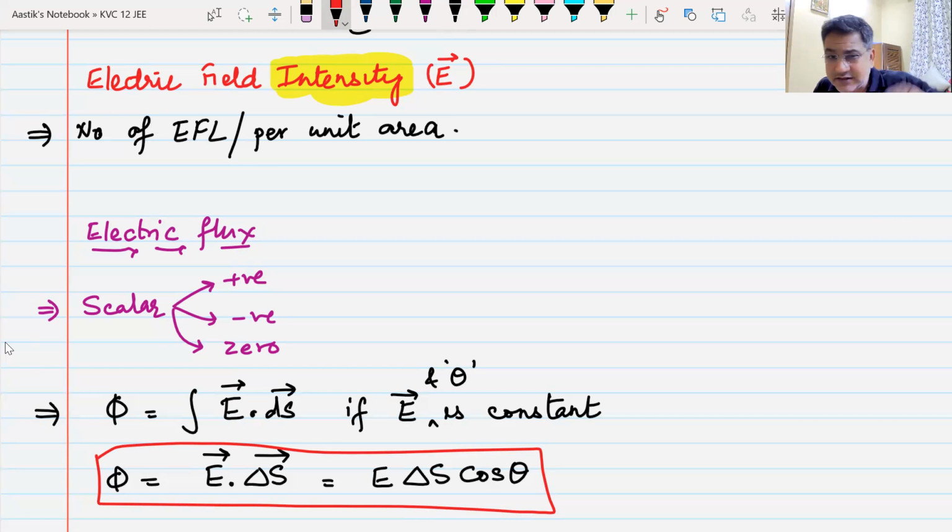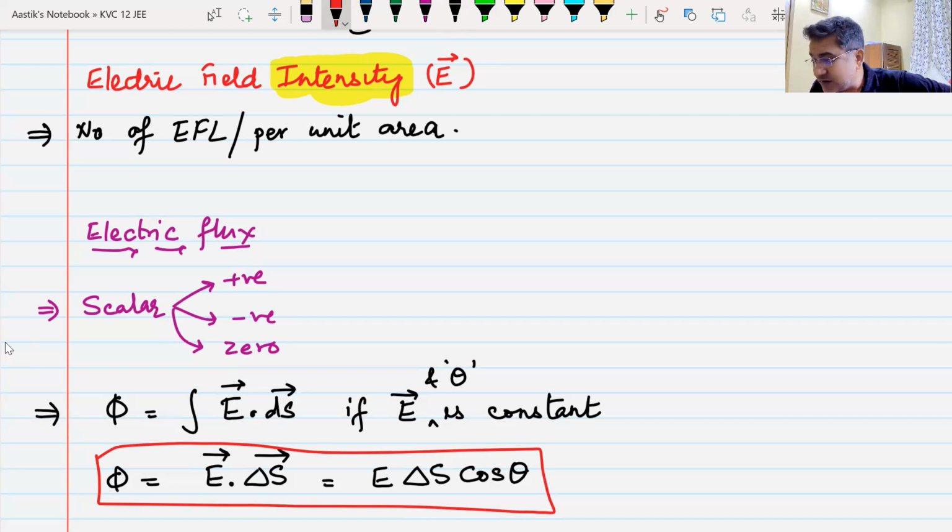If the angle changes, then the problem comes. But if the area and angle and everything is constant, I can write this flux as E into delta S into cos theta, and that will be the case in the majority of cases. Electric field and area vector will be constant. The angle will be constant unless we come to different questions.